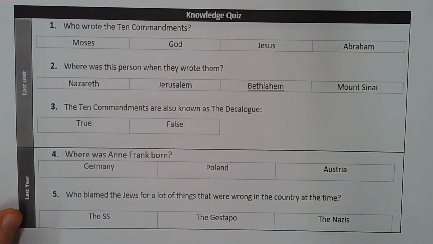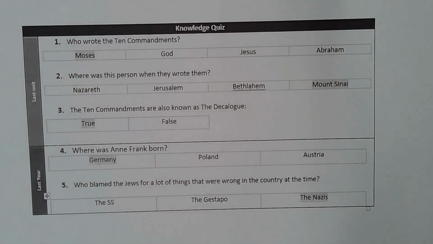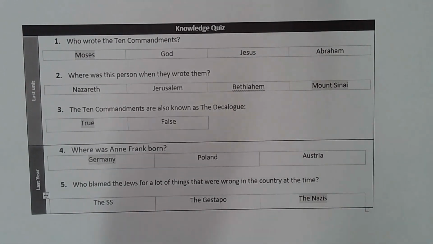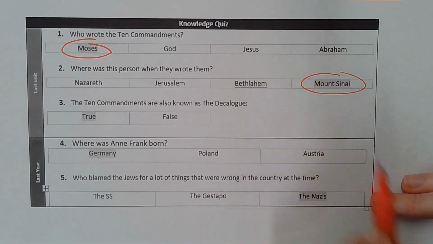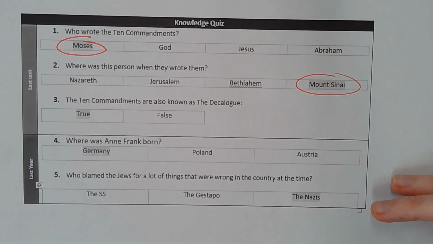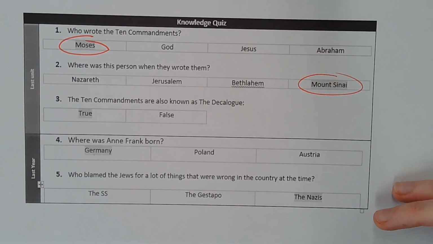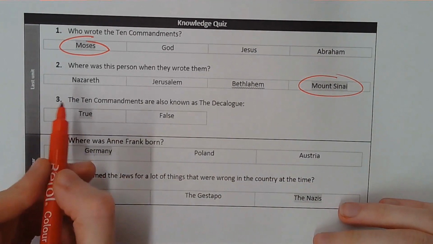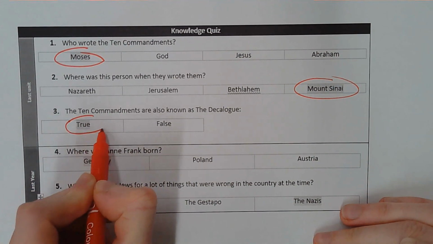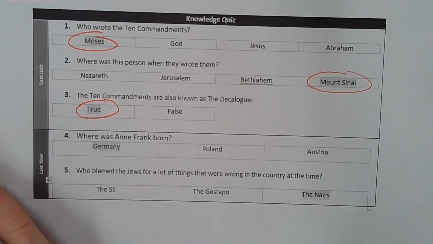Okay, well done. So, who wrote the 10 Commandments? Well, it was Moses. And he was on Mount Sinai. Okay, so tick or fix those two. True or false? The 10 Commandments are also known as the Decalogue. That is true. So that was our last unit, which was rules for living in Christianity.